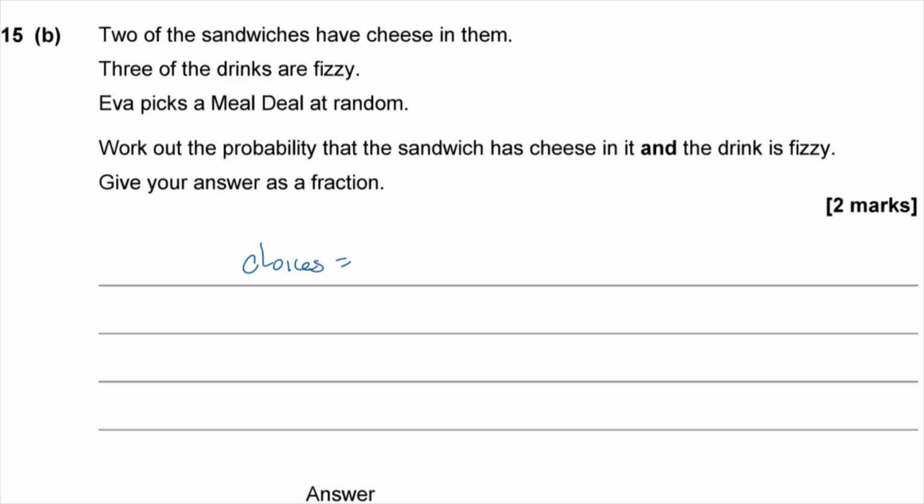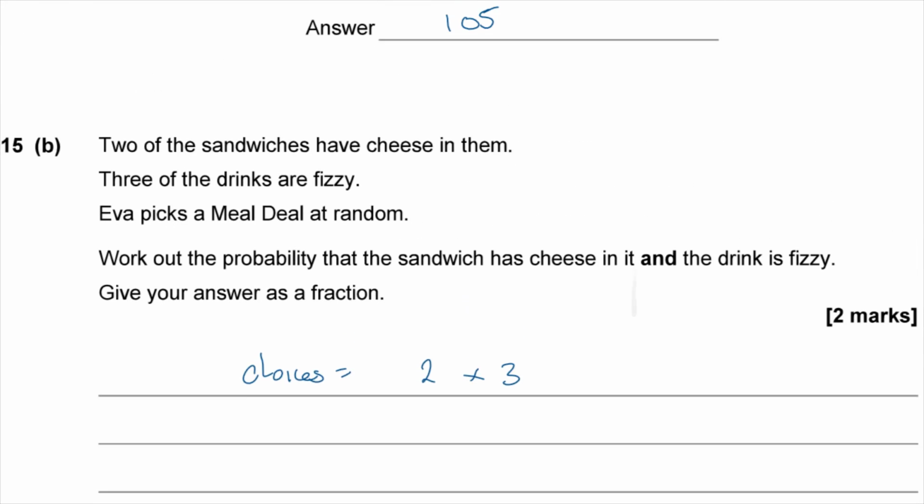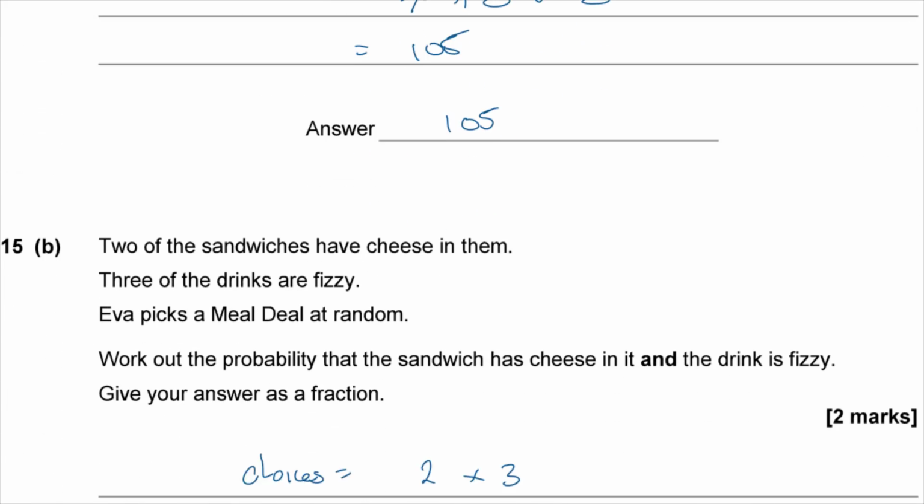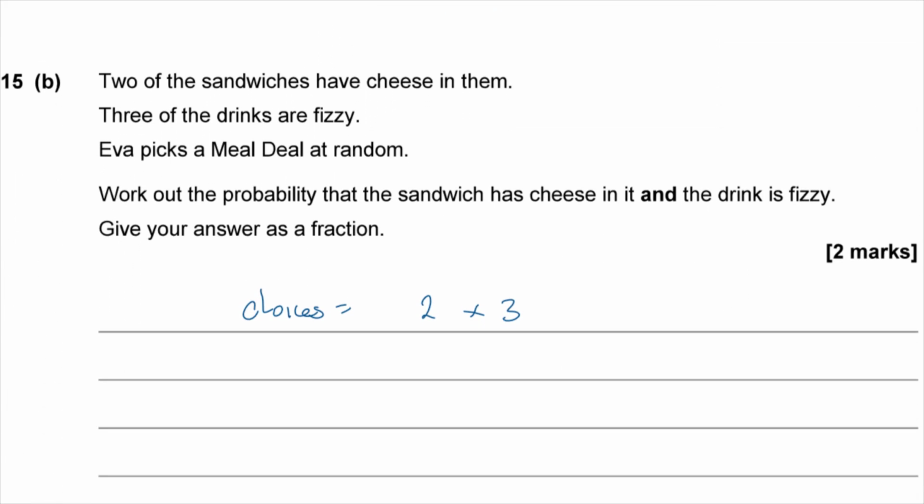is going to be, well, she's got 2 types of sandwich to pick from. She's got 3 types of drink, which are fizzy, but she's also got some snacks, which there aren't any restrictions on, but she can have any 3 of those snacks. She's going to have to multiply that by another 3. So 2 times 3 times 3 is 18. So she's got 18 different choices for her meal deal, if it's going to be cheese and fizzy.